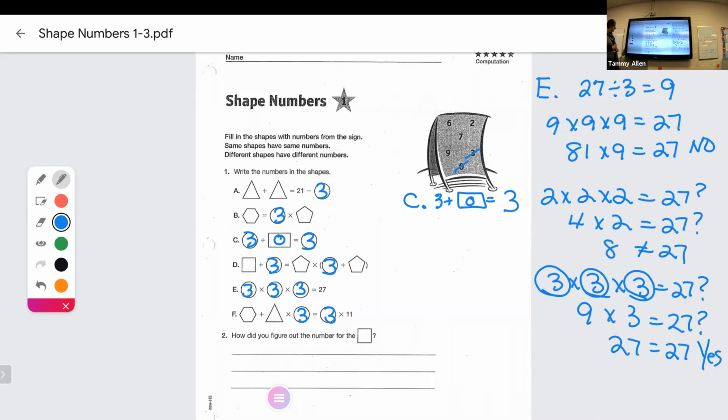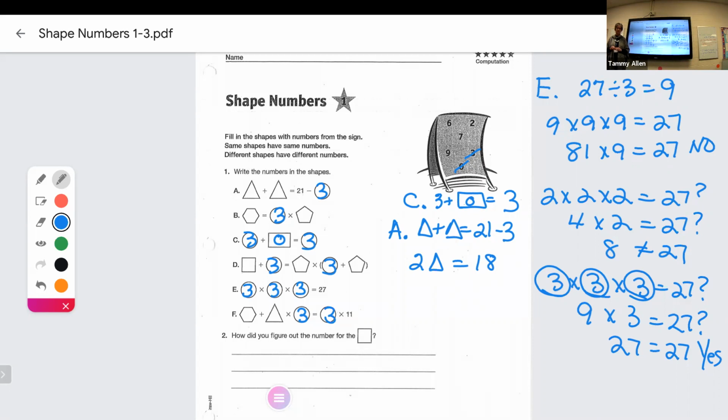All right. Where else can we go then? The two triangles. So letter A. So triangle plus triangle equals 21 minus 3. Well, what's 21 minus 3? 18. So 2 times the triangle equals 18.